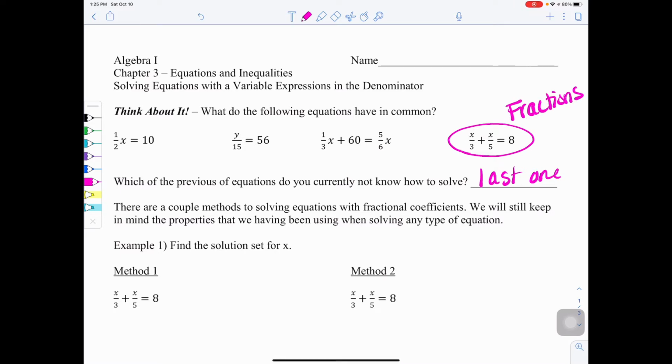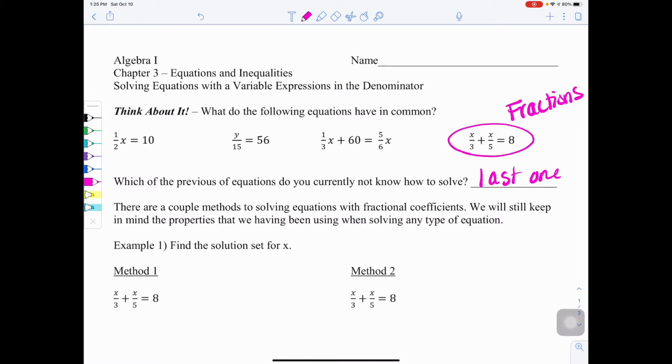with these fractions. Now, it's not to say the other ones don't have fractions. 1/2 is a fraction, y over 15 is a fraction, 1/3, 5/6, they all have fractions. But specifically, out of all these equations with fractions, the last one is a new type of format that you have not learned how to solve yet. And that's what we're going to do today.